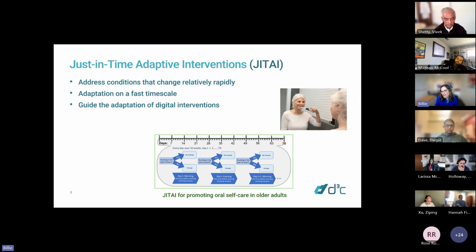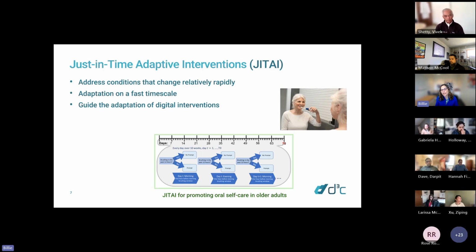And these conditions are not just changing fast. In many cases, they change in people's daily lives. That's why JEDIs typically guide the adaptation of digital components that can deliver support in daily life. To make this concrete, I want you to think about the digital intervention from the previous example, okay? And suppose that as part of this digital intervention, every day, twice daily, in the morning and in the evening, we use information from the toothbrush to decide whether or not to send them a prompt. If there's indication that they did not brush their teeth over the past 12 hours, we send a prompt.